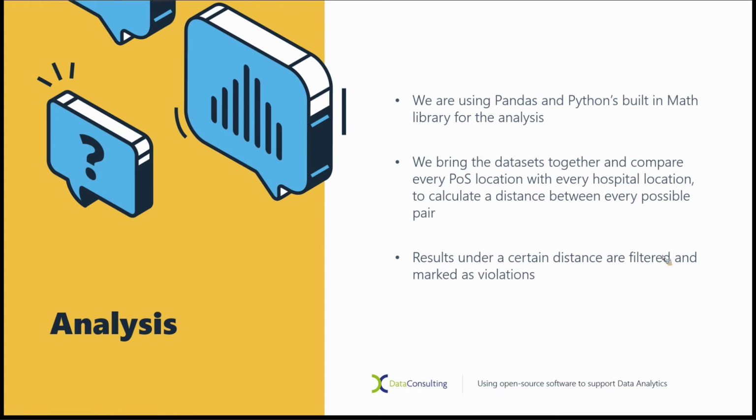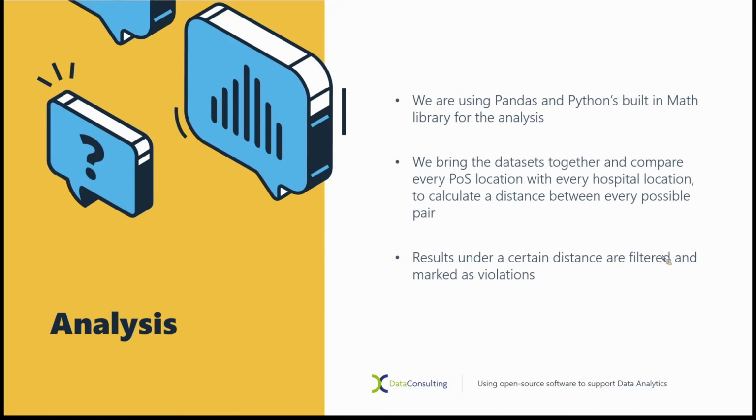So we're using pandas that Levi talked about quite a bit earlier. We're also using Python's built-in math library for the analysis. This is for things like sine and cosine that you need to use when you're calculating distances and taking into account the curvature of the Earth. So we want to bring the data sets together, compare each point of sale location with each hospital location, and then we're going to calculate a distance between each possible pair.